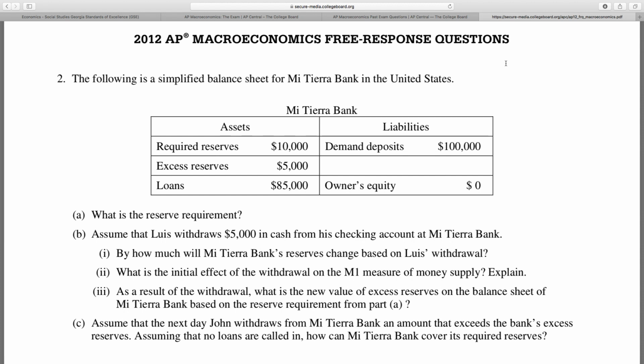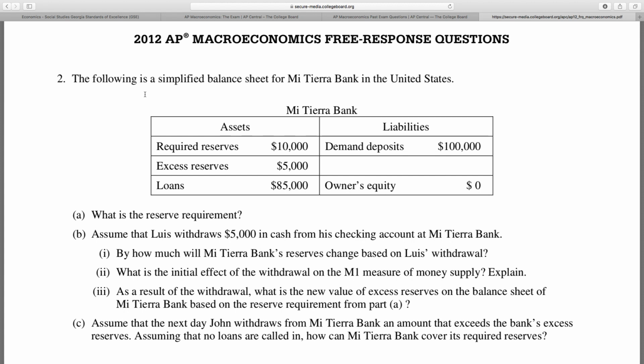So this is 2012. Remember, you just go to Google, just put in AP Macro FRQ. You could even put in 2012 AP Macro FRQ. It should take you right to this. Click on the PDF or on the second question. It's this balance sheet here. So go ahead and do that Google search. Go to the 2012. Go ahead and do it. Pause the video, and then I'm going to go over it.